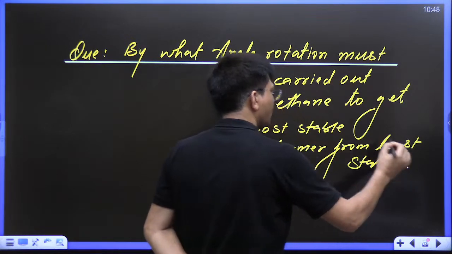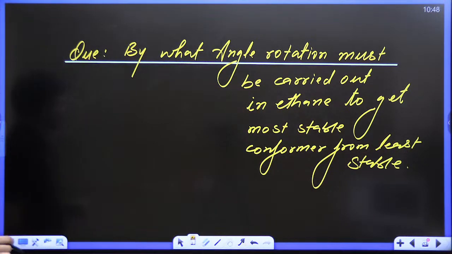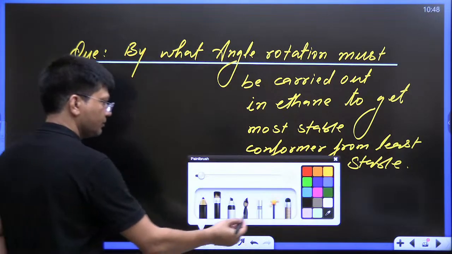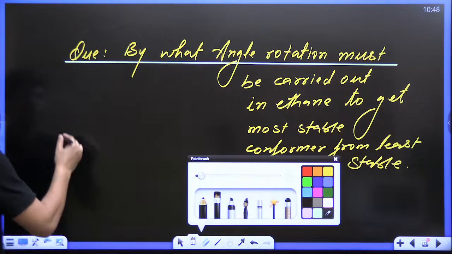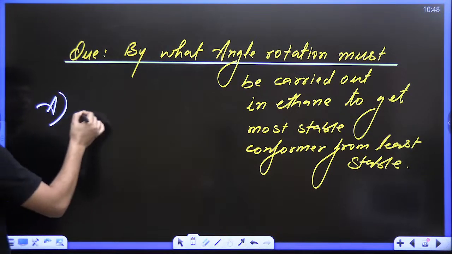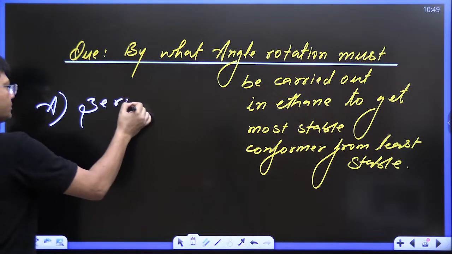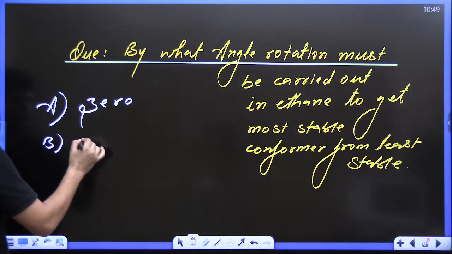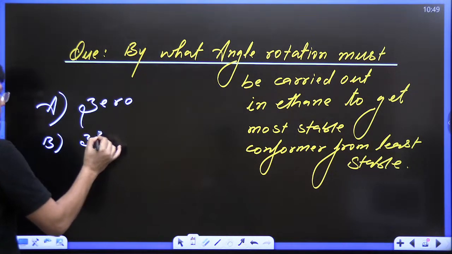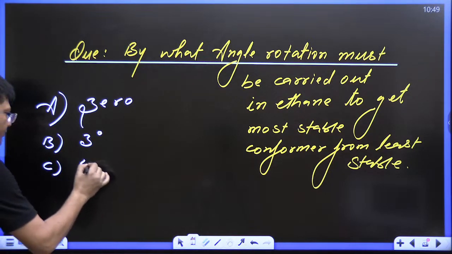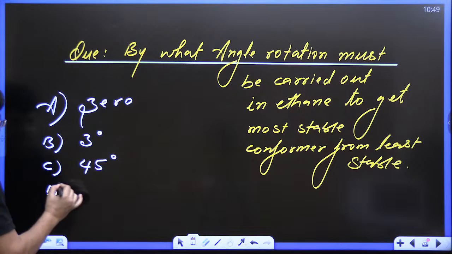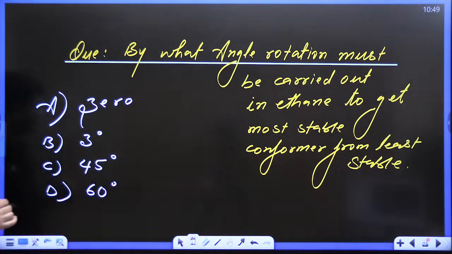Kids, do let me know what's your answer. I'm waiting for your answer. By what angle must rotation be carried out in ethane to get the most stable conformer from the least stable? So the options: option A 0 degree, option B 30 degree, option C 45 degree, option D 60 degree. What's your answer? Which answer are you going to mark, kids? I'm waiting for your answer, kids. Do let me know.